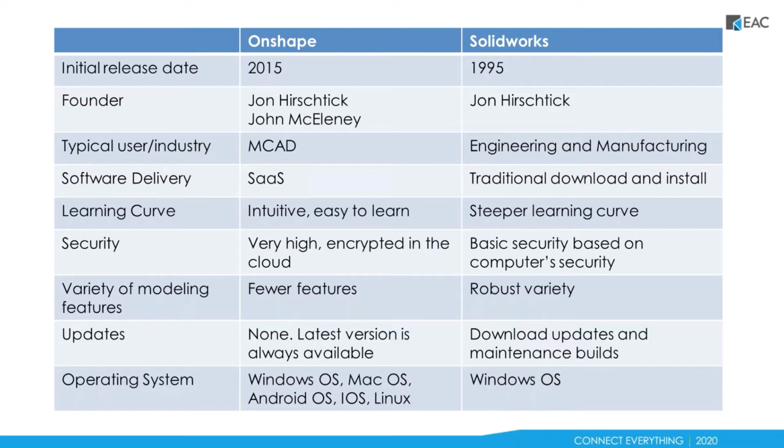The updates is really an interesting comparison. Everybody always is working on the latest version. When Onshape updates software, everybody gets it all at the same time. So everybody's always on the same release all the time. With SOLIDWORKS, like traditional CAD, you download updates, there's maintenance builds, things like that. The operating system, Onshape runs on Windows, runs on Mac, Android, iOS, Linux, and SOLIDWORKS has always run on Windows.